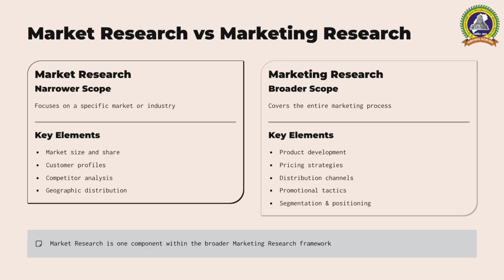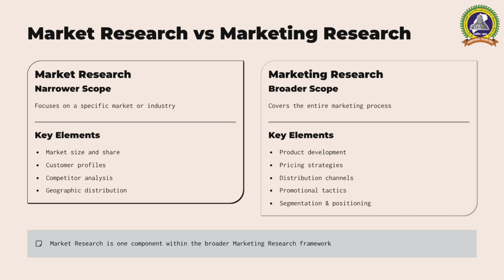Now, let us clarify the distinction between market research and marketing research. This sounds alike, but they are different in concept. Market research is the narrower term. It focuses on a specific market. It involves researching specific industries. For example, researching the computer industry to discover the number of competitors and their market share is market research. It is basically about where and who.